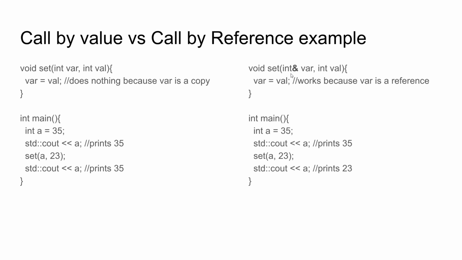But if instead I accept a reference in the function, right, and I say var equals value, it's going to work because var is just another name for whatever happens to be passed in as the first parameter. So the first time we'd print out 35. Then if I called this version of set, I'd get 23. And then I would print 23 out at the end. Any questions here?